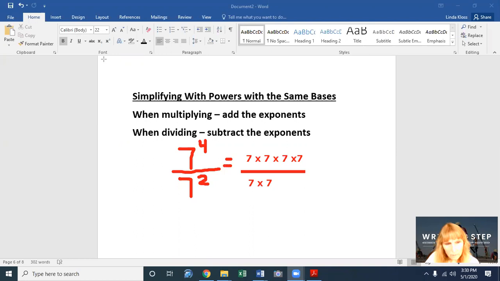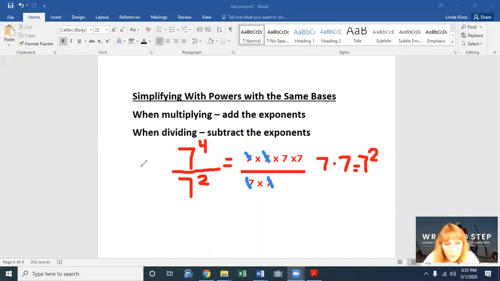And then we can cancel some things out, can't we? This 7 will cross off with this 7. This 7 will cancel with this 7. And what am I left with? Oh, I apologize. What's my phone going off? That would be 7 times 7 on the top and nothing on the bottom, just 1 times 1, right? So those are gone. So it's just 7 times 7, or 7 to the 2nd power, right? 7 to the 2nd power.